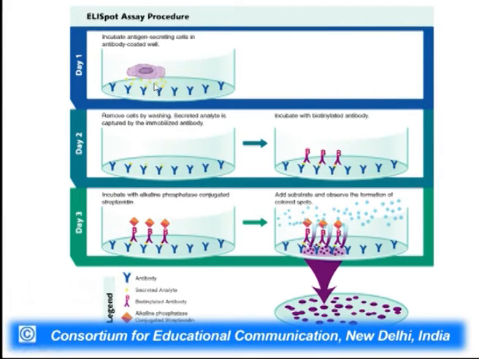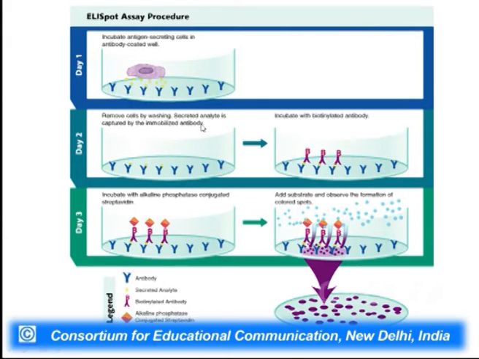Now, if you look at the cartoon, it is very easily understood. You take the antigen, you incubate it with an antigen secreting cell, but my well has to be antibody coated. So that means the cell is secreting the antigen, the antibody has to recognize it. Then very carefully we can remove the cells by washing.